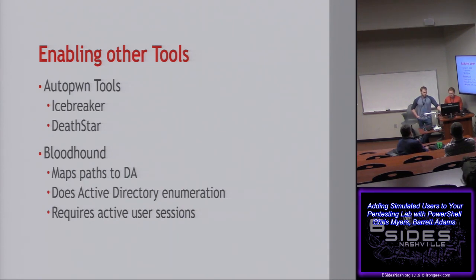Bloodhound's another tool that requires user sessions to really work. What it does is, if you run it on a box with a domain user logged in, it'll map your path to domain admin, and it'll also do other types of Active Directory enumeration. Again, the graph that you get out of Bloodhound is great, but it's only going to look like it's supposed to if you have a bunch of users logged on.